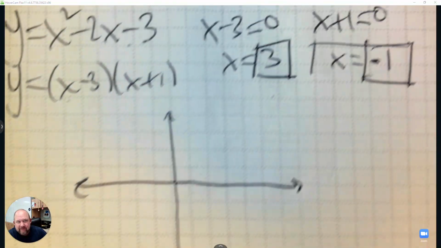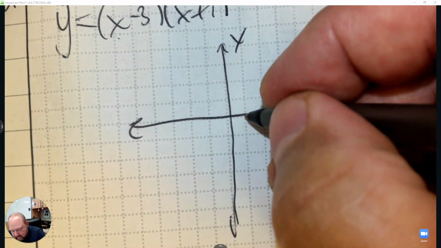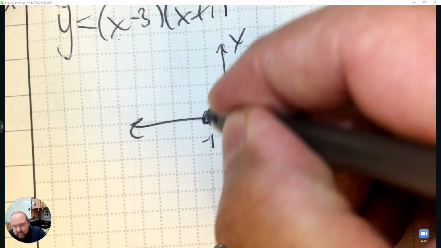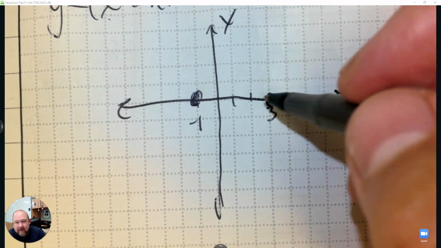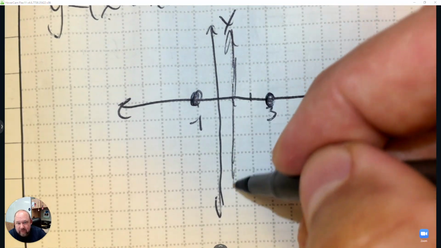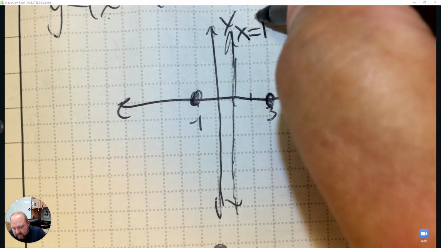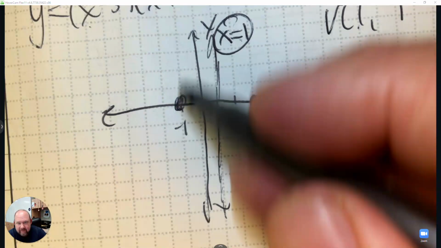To graph this, we're going to use our x-intercepts. So we're going to go to +3 and -1. Again, if it's going too fast, you can press pause. What's the number exactly in the middle? It's right here, exactly in the middle. That's where your axis of symmetry is, and that's where your vertex is going to be. So I need to know what the x value is there. So it's at 1. So I know our vertex is at +1. That's exactly in the middle.